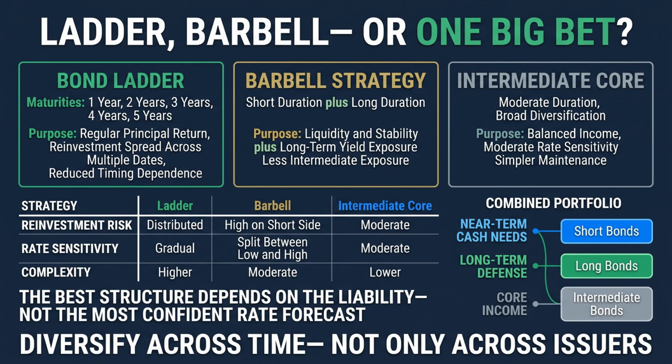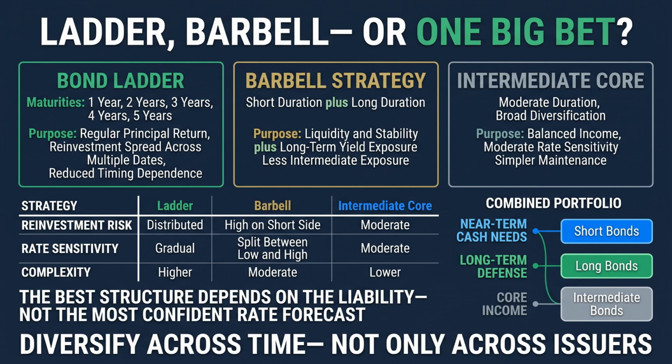An intermediate duration core offers another approach. It normally provides more income and duration than short bonds, with less volatility than the long end. It may be simpler to manage and can serve as the central fixed income allocation for investors who do not want an aggressive rate position.